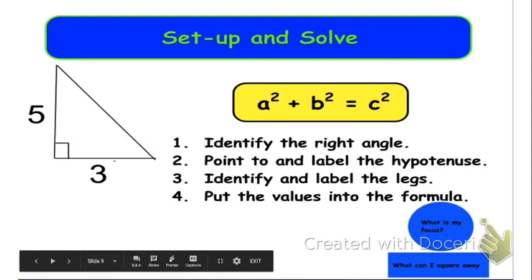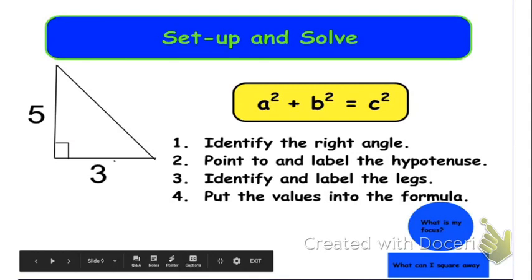Step 2 is to point to and label the hypotenuse. And when I say point to and label the hypotenuse, I simply mean that you can draw a line directly to the hypotenuse. Step 3 is to identify and label the legs. So you're going to label the legs A and B. And then step 4, you would put the values into the formula.